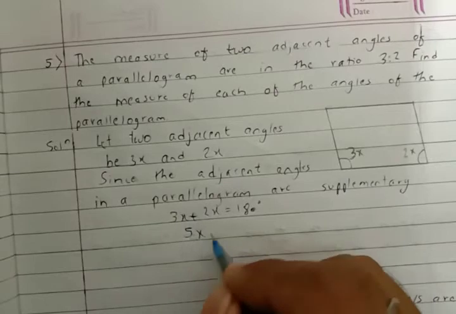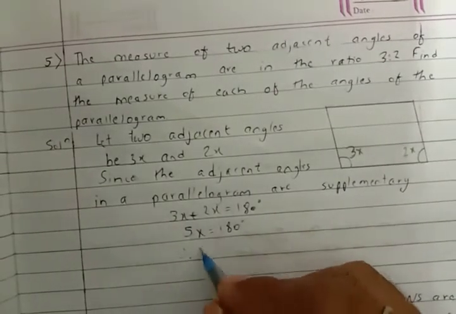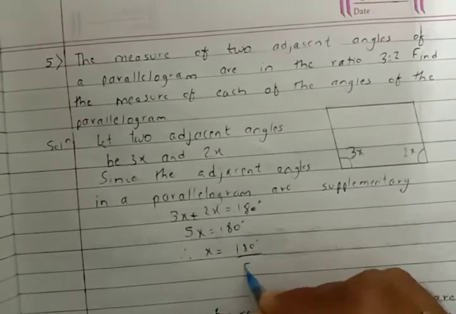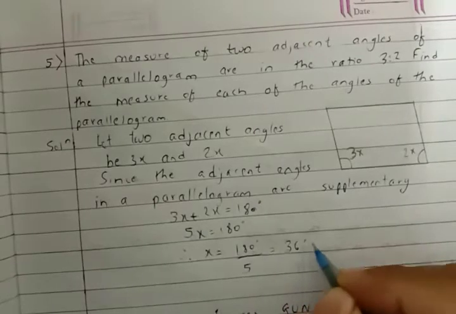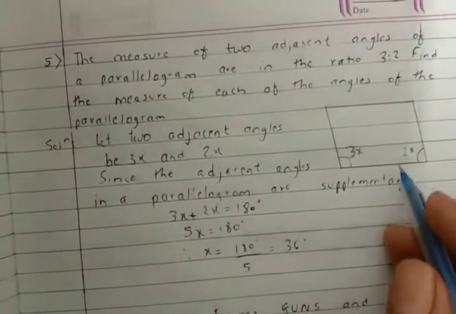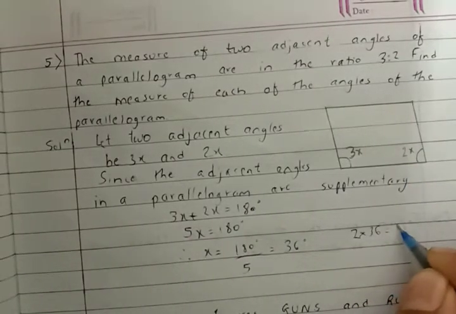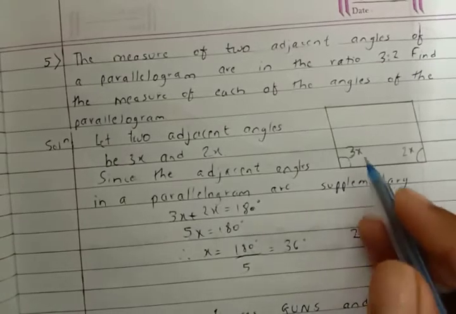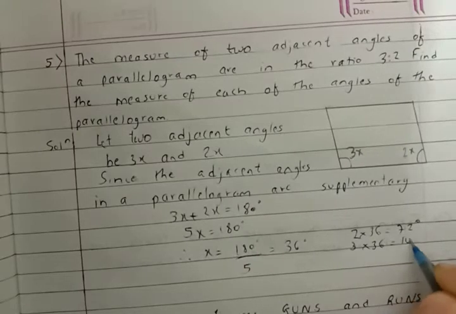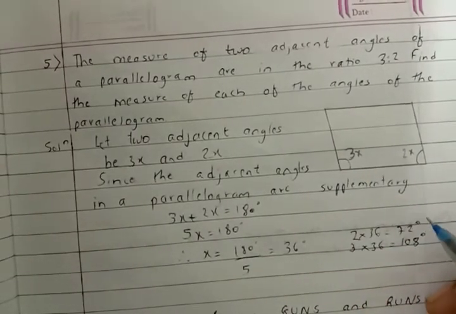So now we will solve with 5x equal to 180 degrees. Therefore x will be 180 degrees divided by 5. So if you divide that, you will get answer 36. Now the first angle will be 2 into 36, that will be 72, and this 3 into x will be 3 into 36. So this angle will be 108 degrees. Understood?